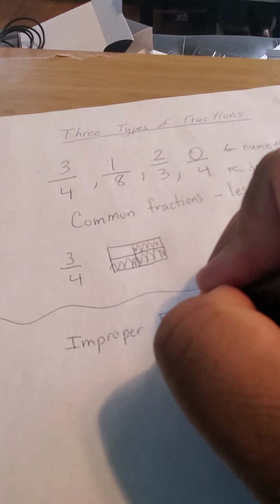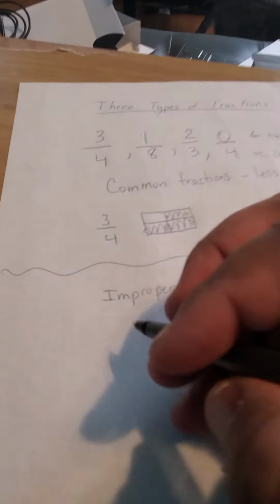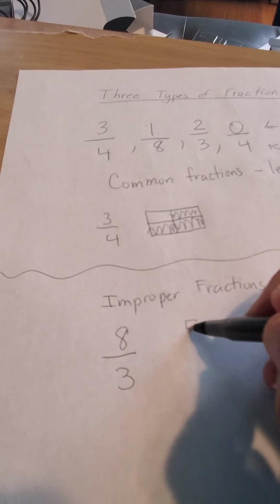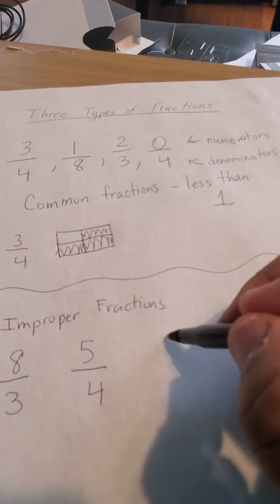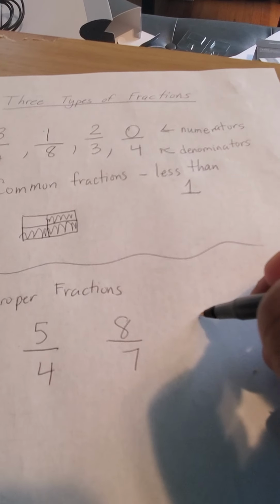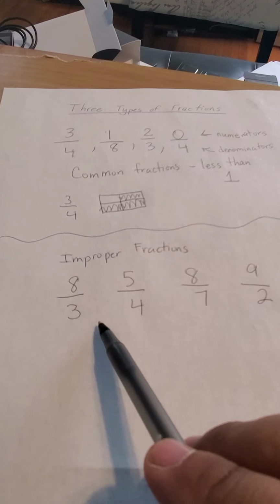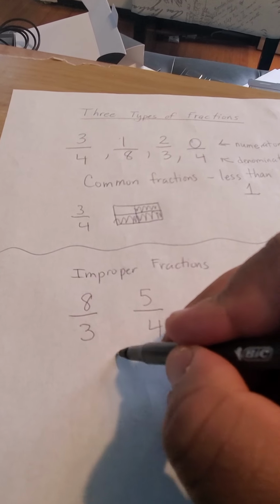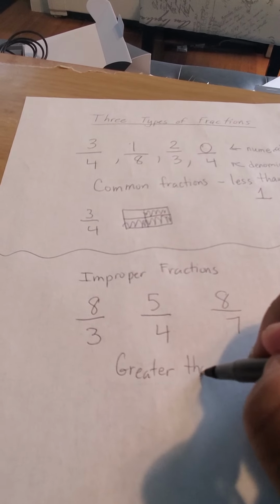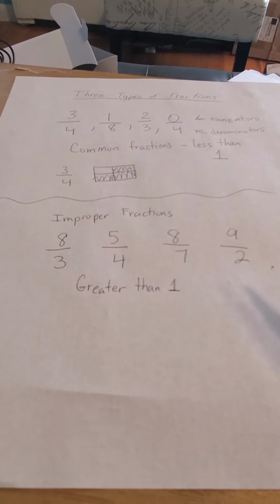All right, and these are fractions where the numerator is bigger than the bottom number, the denominator. So like 8/3, or 5/4, or 8/7, 9/2. All right, in this situation, these fractions are greater than 1 or more than 1. How do I know that? So let's take 5/4, for example.